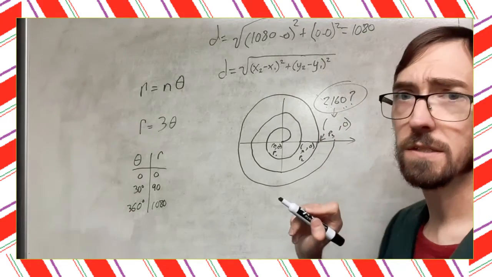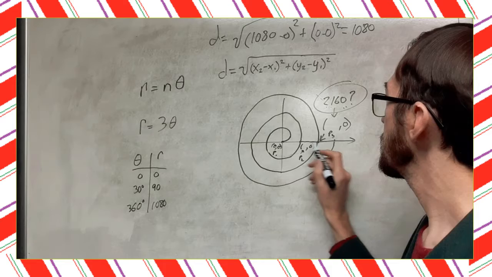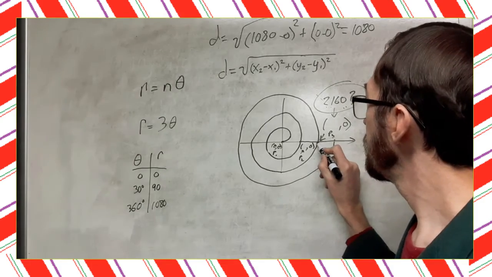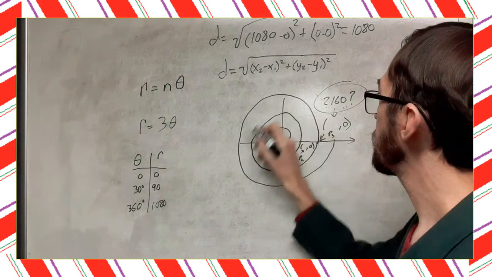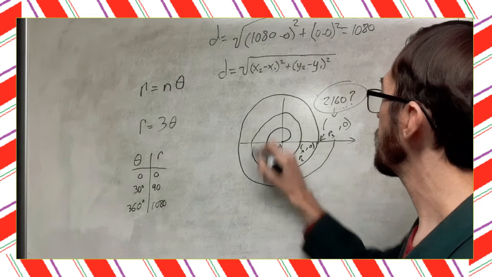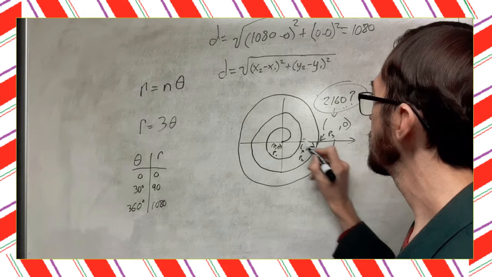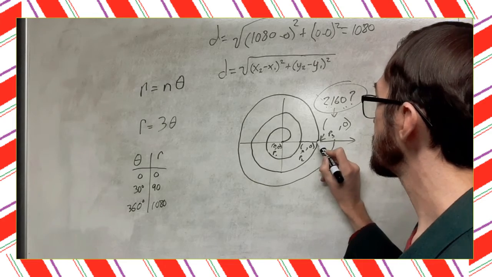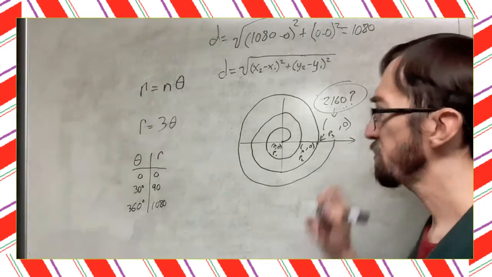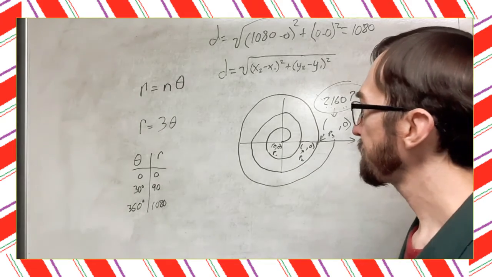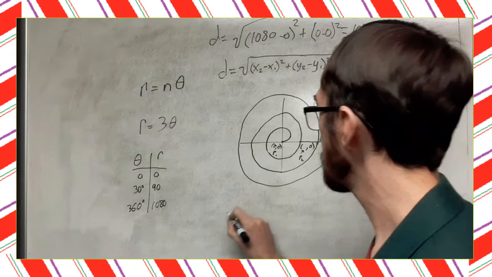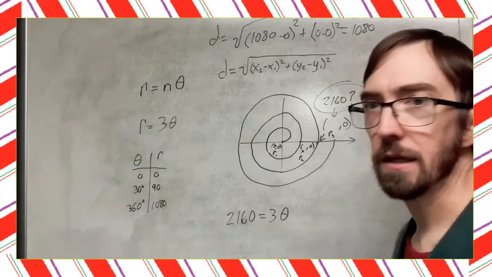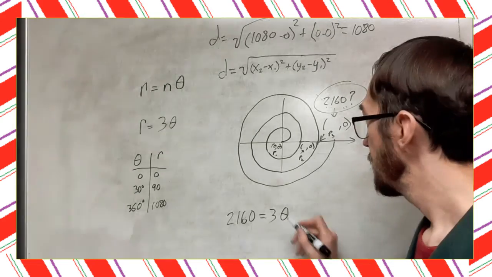We know this would be the radius, and we want to make sure that this angle here is some multiple of 360. We went around once to get to here. We have to go around twice to get to here. So if we follow this, we went from here, stopped here, that's once, twice. So we've gone around 2 times to get to this point. So let's take a look at that calculation. The radius is going to be 2,160. And that is going to be 3 times some angle. So we want to solve for this angle theta.